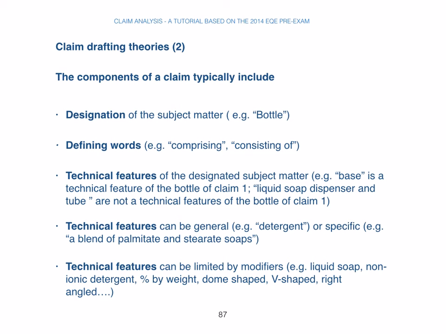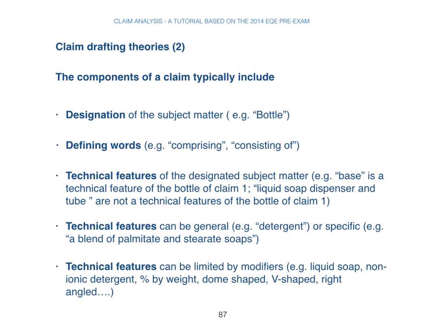Now, the components of a claim, which we have seen from the examples, typically include the designation of the subject matter of the invention, for example, bottle, defining words such as comprising or consisting of, and technical features of the designated subject matter. Here, for example, base is a technical feature of the bottle of claim 1, but liquid soap dispenser and tube are not technical features of the bottle of claim 1.